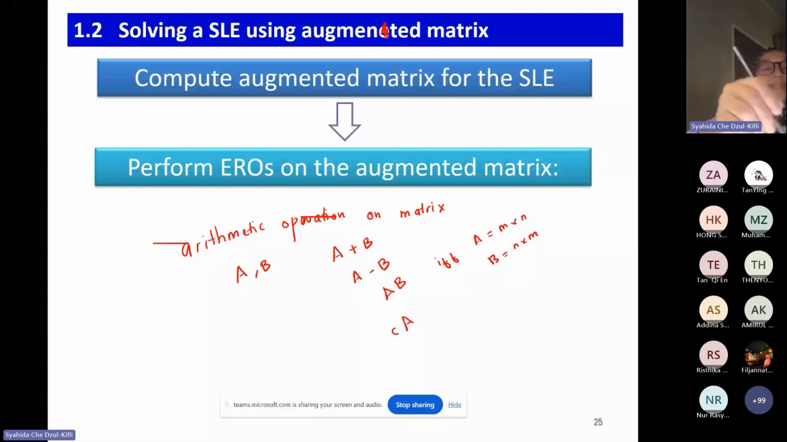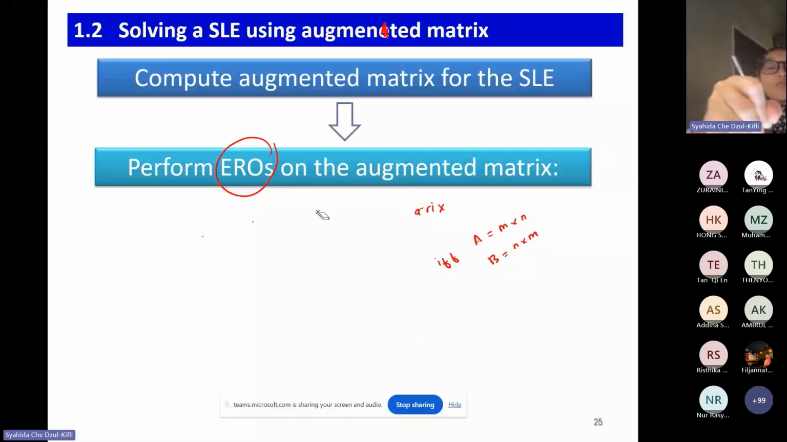However, these are not the operations that we are going to use. They are very special operations on the augmented matrix, which we call elementary row operations. We are going to perform some elementary row operations on the augmented matrix. That's the second step. This is just the first picture of how to solve it.